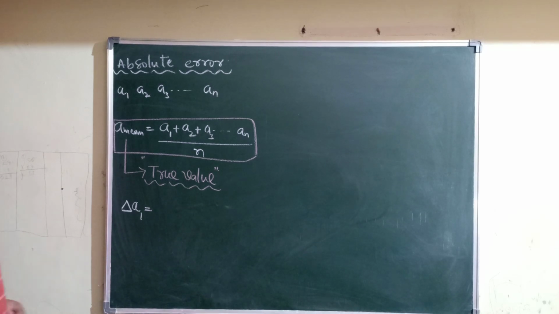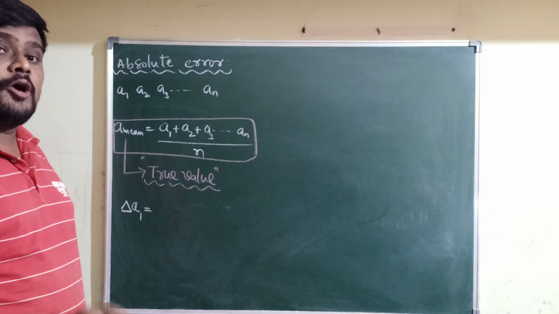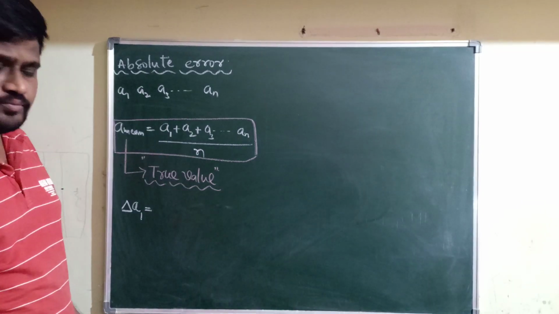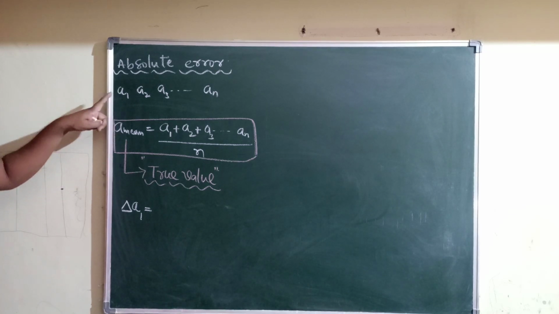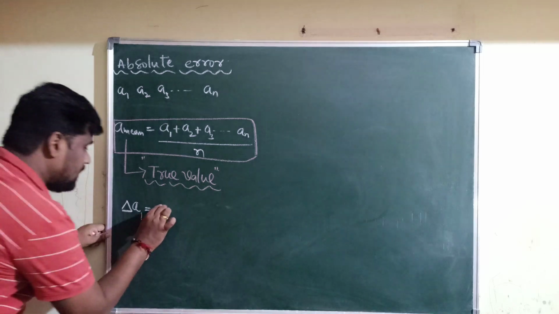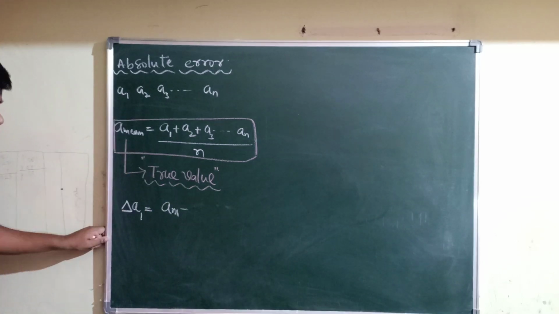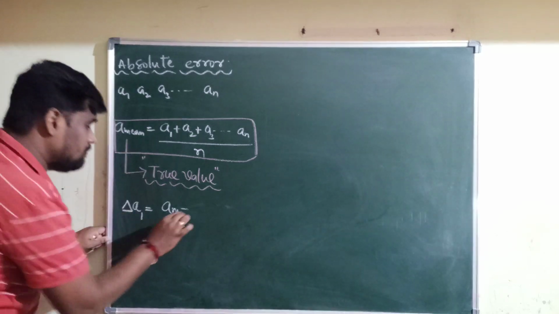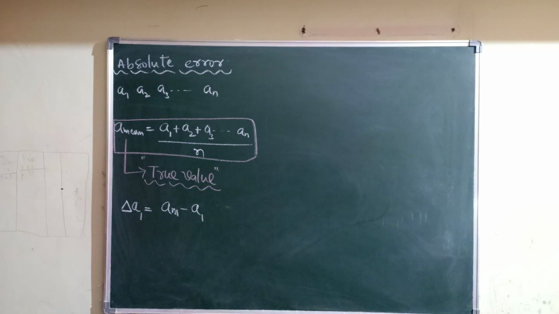As I said, what is absolute error? It is the difference between true value and observed value. Which is true value here? A mean is the true value. Which is first observed value? A1 is the first observed value. Therefore, A mean, simply I will call it AM here, AM minus A1 is called the first absolute error in the measurement.